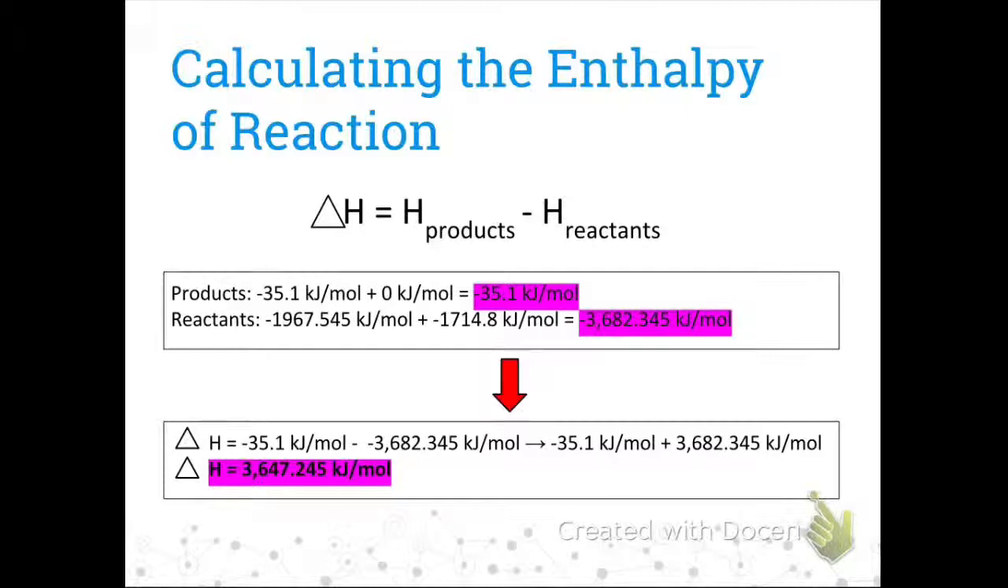Finally, we can plug the numbers into the equation. So we would subtract negative 3682.345 kilojoules per mole from negative 35.1 kilojoules per mole. Or we can also add negative 35.1 kilojoules per mole and positive 3682.35 kilojoules per mole, because when there is a minus sign followed by a negative number, those signs both turn into an addition sign and a positive number. Once we add the numbers, we get 3647.245 kilojoules per mole as our enthalpy of reaction.